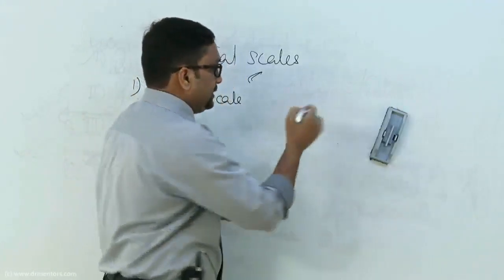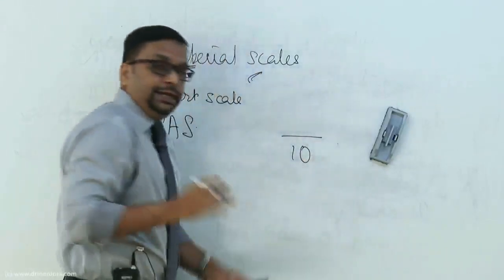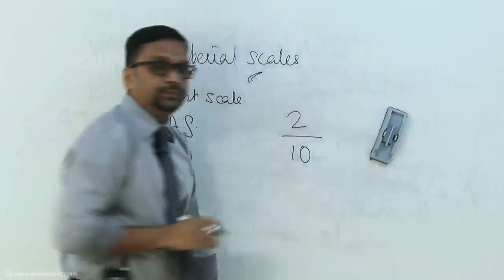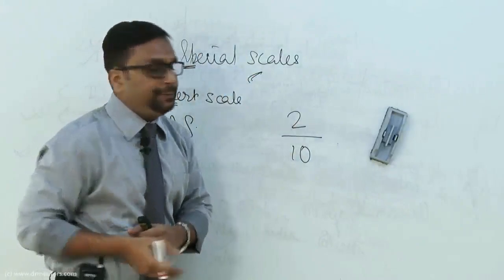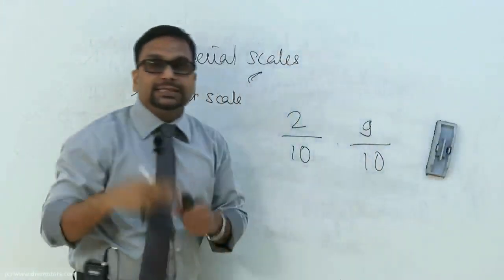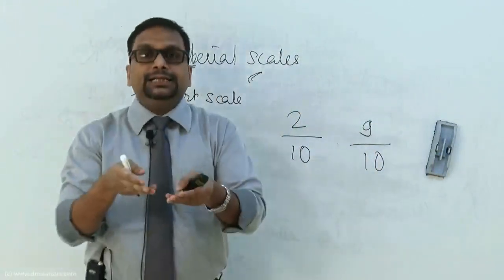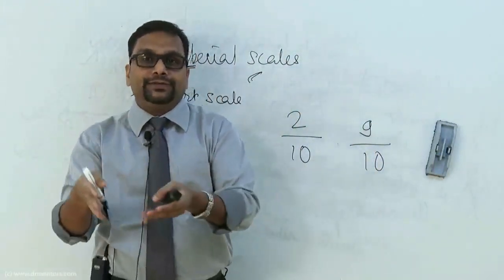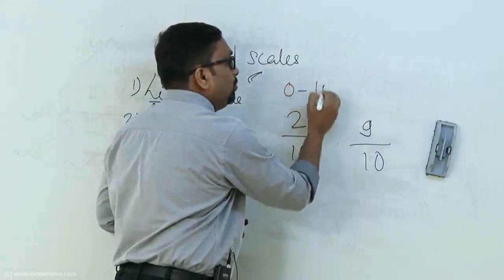So if that patient says, so total number is 10. If that patient selects 2, that means he is having very mild pain. Suppose out of 10, patient is showing 9, that means he is having very severe pain. So rather than just having 3 categories, mild, moderate, severe, I have extended it from 0 to 10.